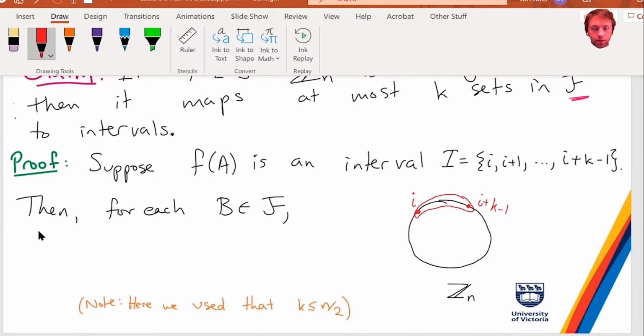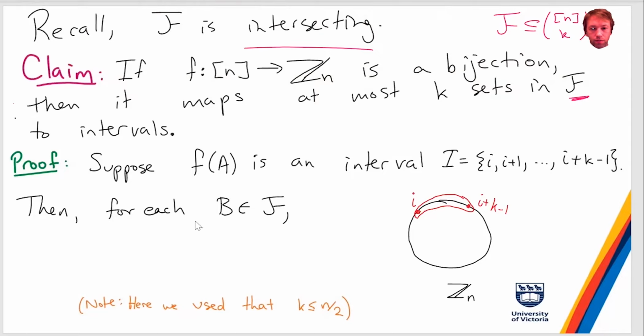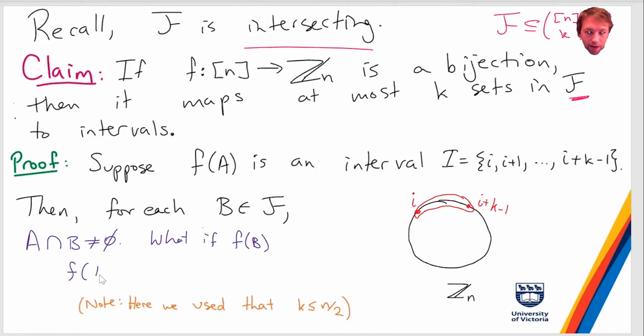By the fact that it's an intersecting family, we know that anything in F has non-empty intersection with A. So everything in F intersects this interval somehow. What does the picture look like if A intersect B is non-empty, and f is a bijection? Actually, f of A intersect f of B. Maybe the bijection thing doesn't even matter. No, it doesn't, I don't think. f of A intersect f of B is also non-empty, right?